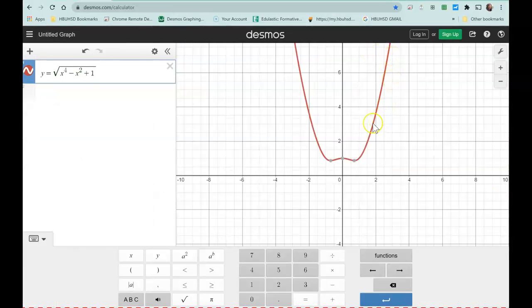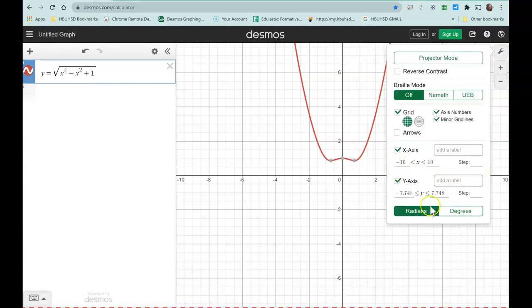Let me move it over here so you can see it. I typed it in. As you can see right here, this is the distance formula. So what I mean by that is, let me label the x-axis: x is distance to origin.